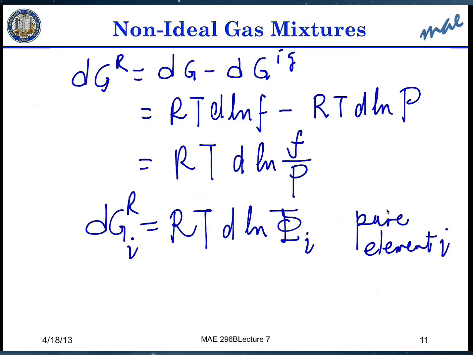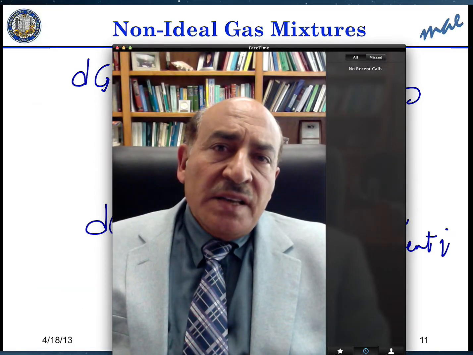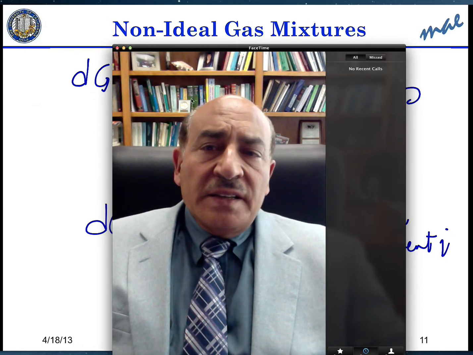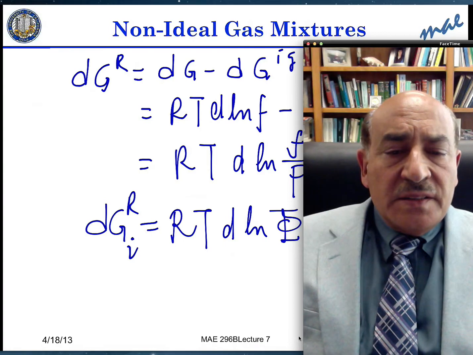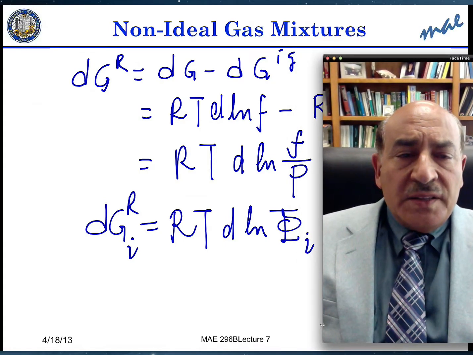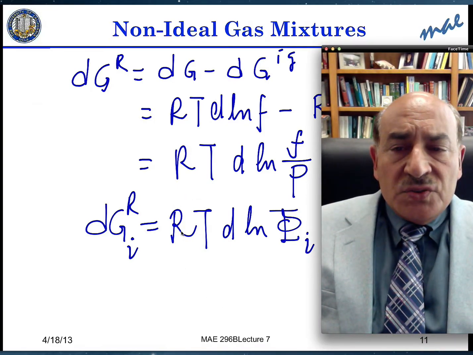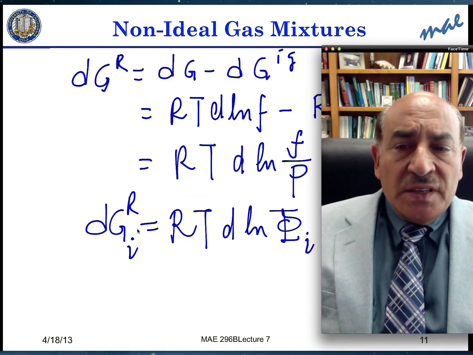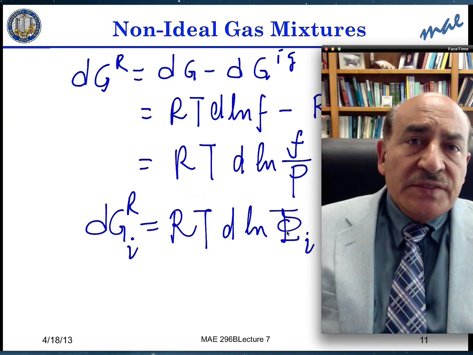Now if you look at this equation here, on the left hand side of this equation, I need to define or find the difference between the ideal and the real. And on the right side is what I want, which is the fugacity coefficient.